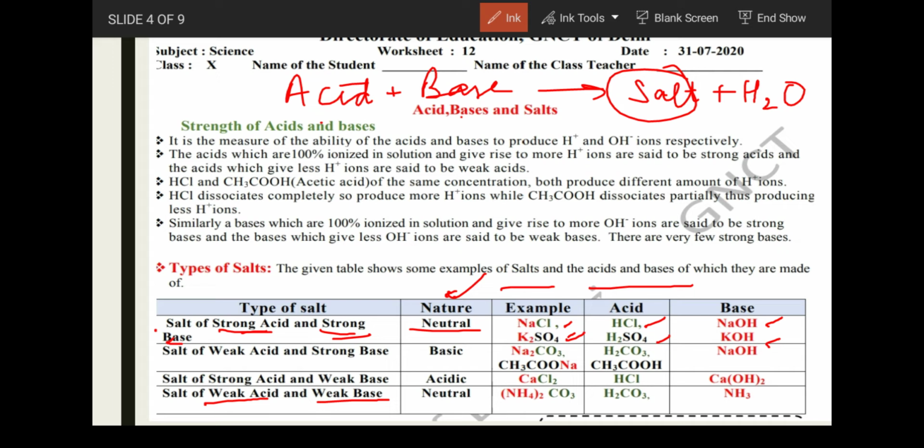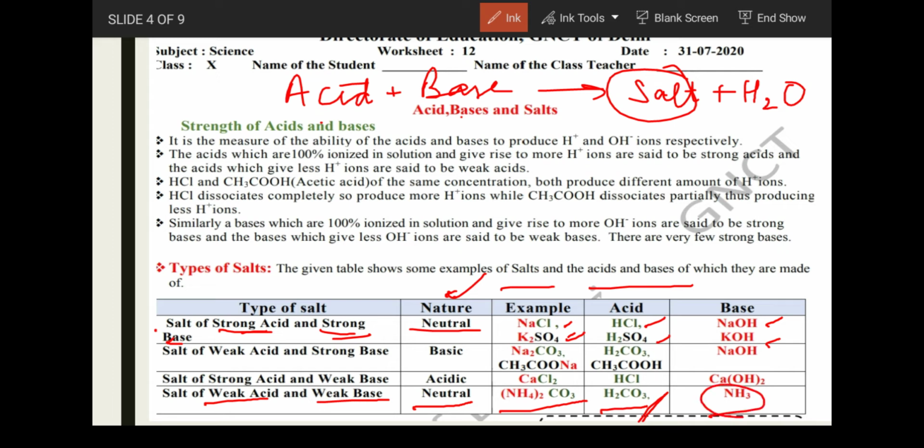When both are weak, the acid will be a weak acid and the base will be a weak base. That is, they are both producing fewer H ions as well as fewer OH ions from the base. Then again the nature would be neutral, and here the example is ammonium carbonate, composed of carbonic acid reacting with ammonia.